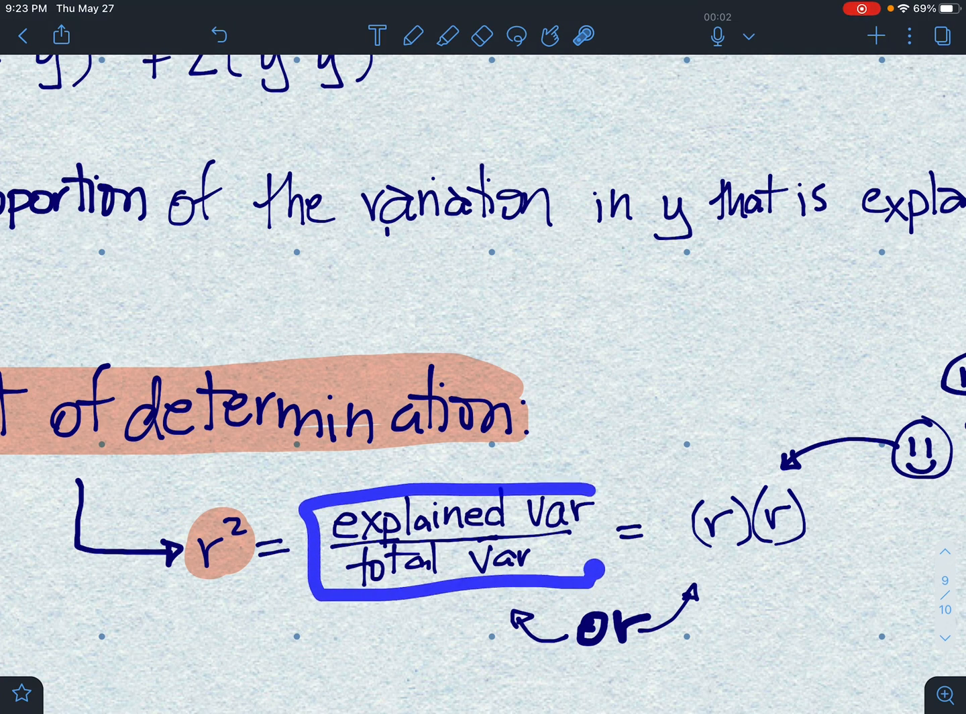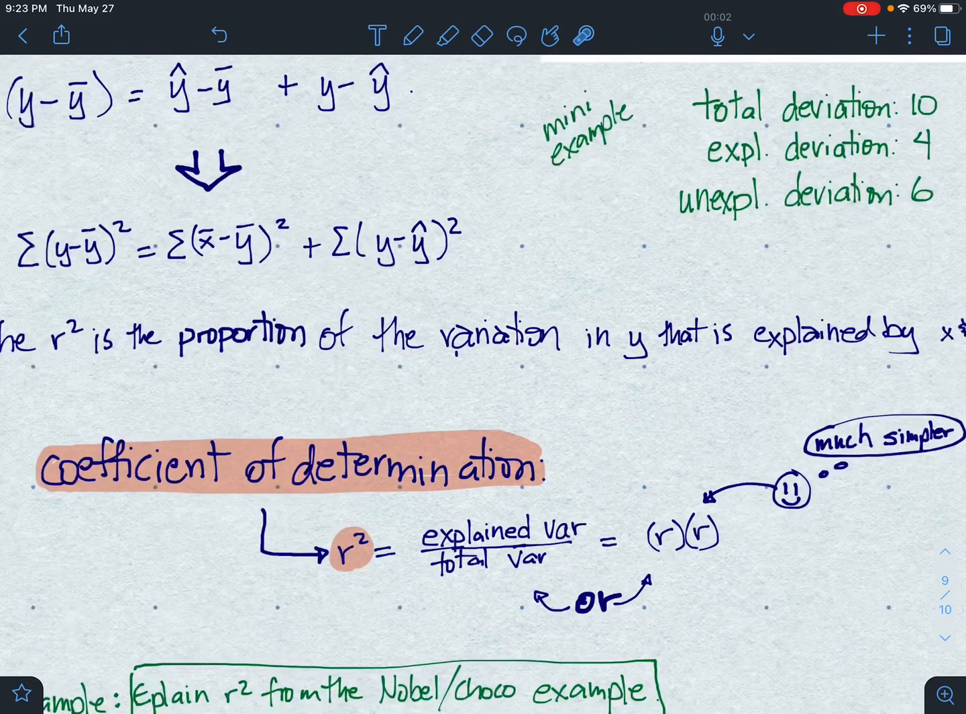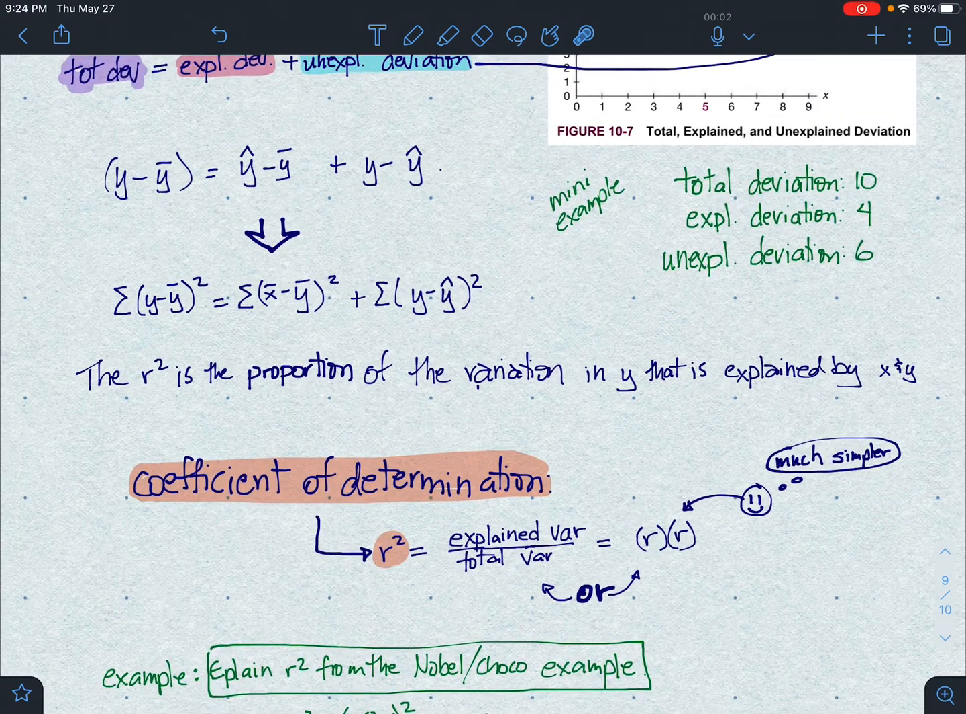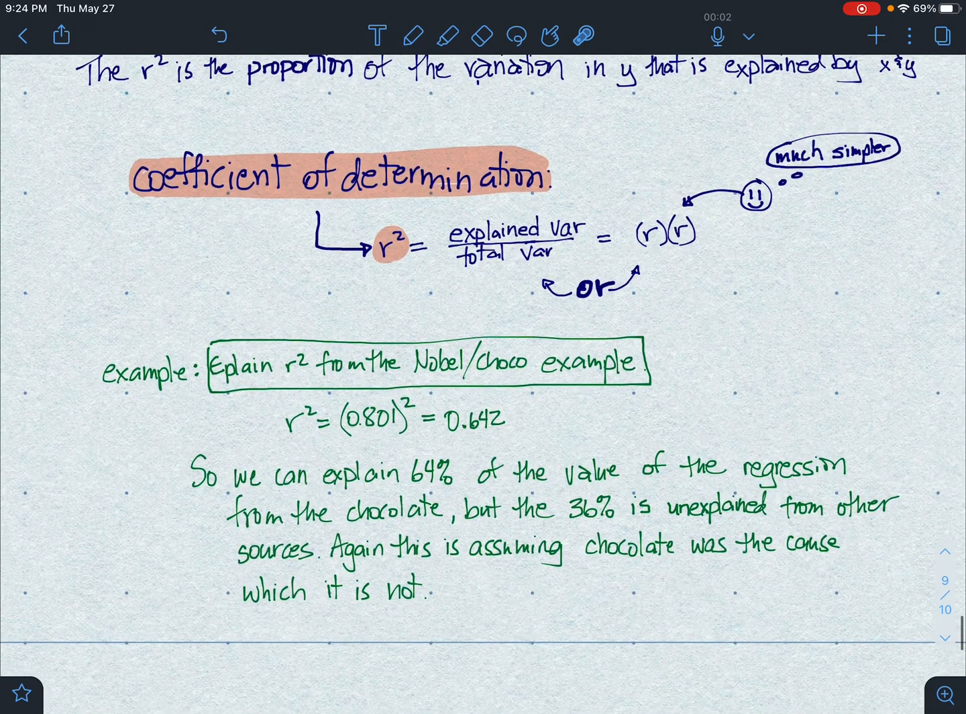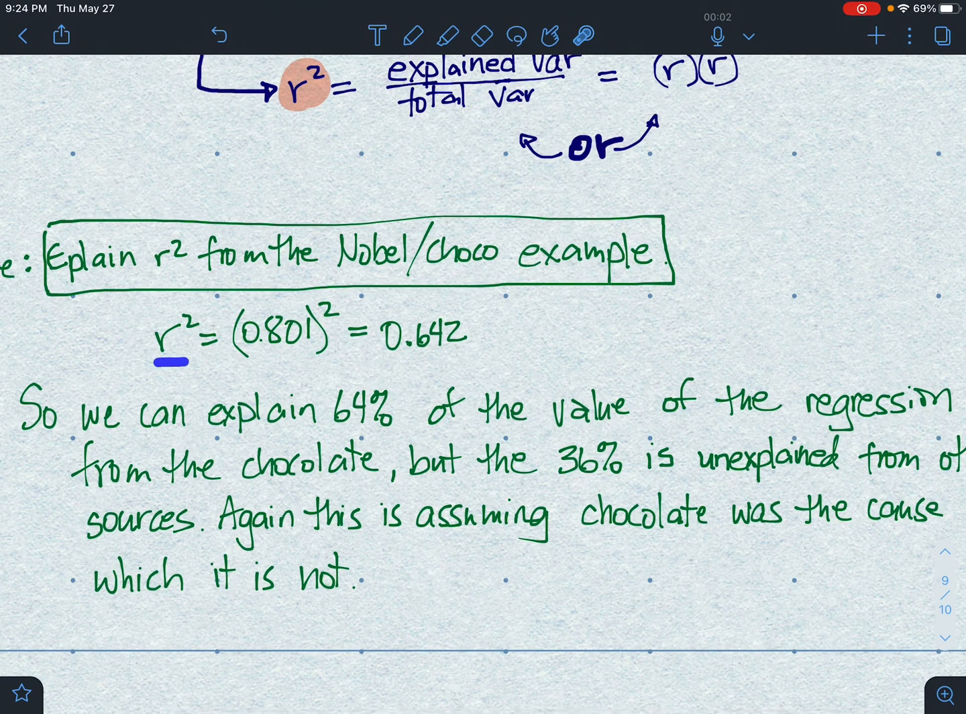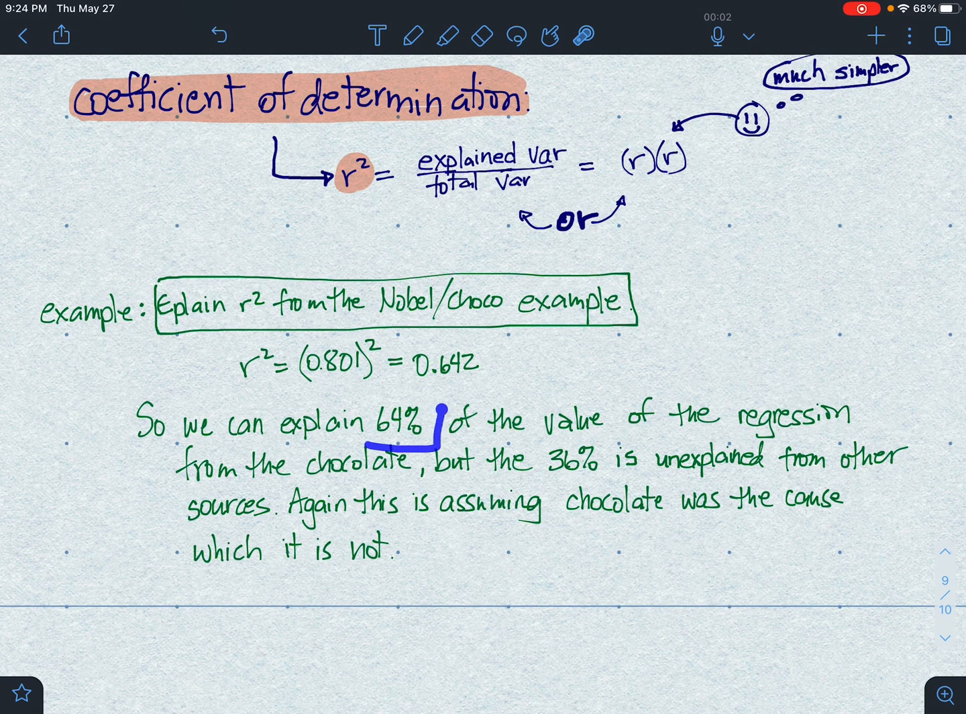And we want that to be as close to 1 as possible. Now, we're not going to actually go through and calculate that by subtracting and then adding those squares up. No. We're just going to take r times r. Much easier way to do this problem. So in our Nobel problem, we had an r value of 0.801. And so we square that and we get 64%. So 64% of the variation can be explained by chocolate.